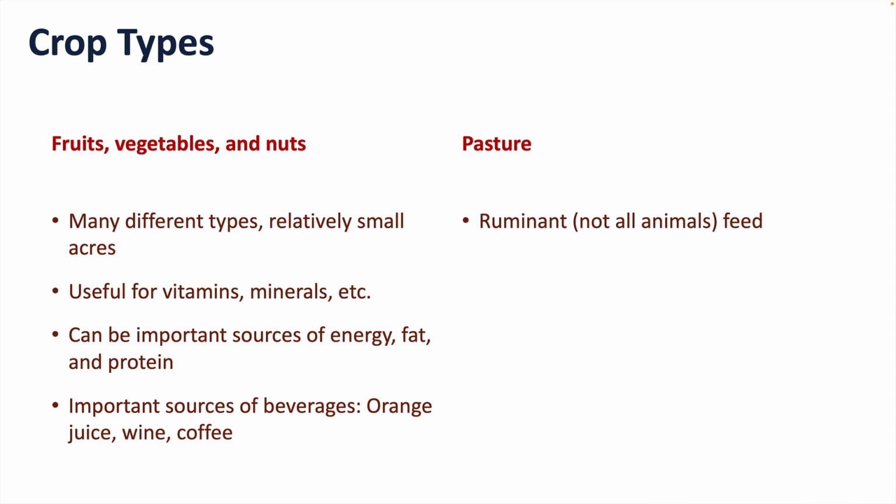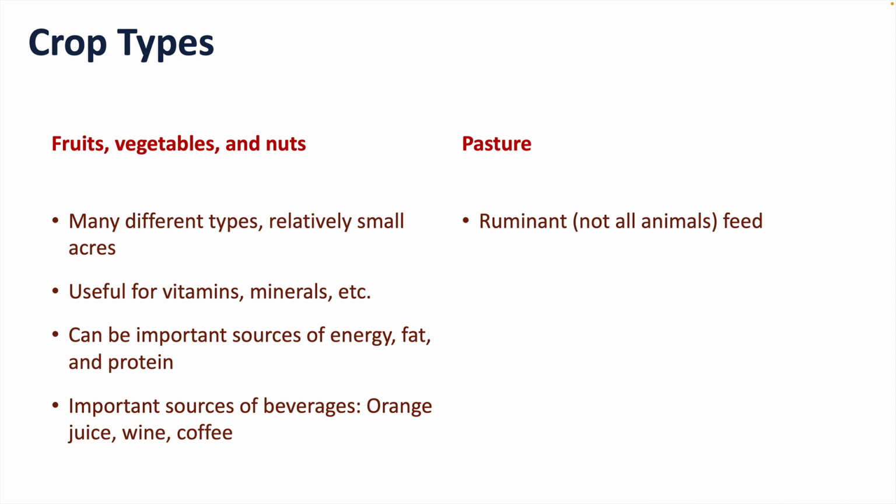And they can also be an important source of energy, fat, and protein, but they're not that primarily. You eat vegetables for other benefits. You don't necessarily eat vegetables because they're high in calories, fat, or protein. These also tend to be important sources of beverage. Think orange juice, think wine, think coffee.